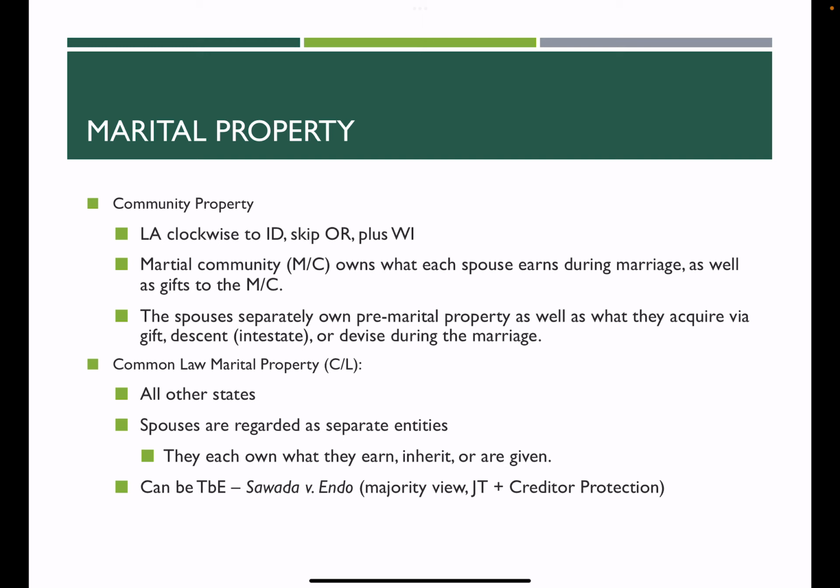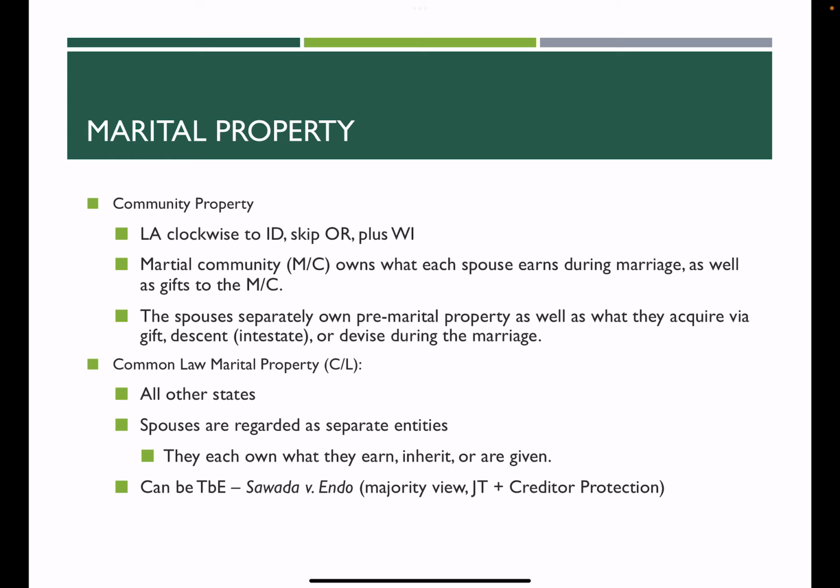But the main premise with community property states is that the marital community owns what each spouse earns during the marriage, as well as any gifts to the marital community. The spouses here separately own premarital property, as well as what they acquire via gift, descent, or devise during that marriage. Common law marital property states are essentially all the other ones. So think of this as the majority. Here, the spouses are regarded as separate entities, and they each own what they earn, inherit, or are given.